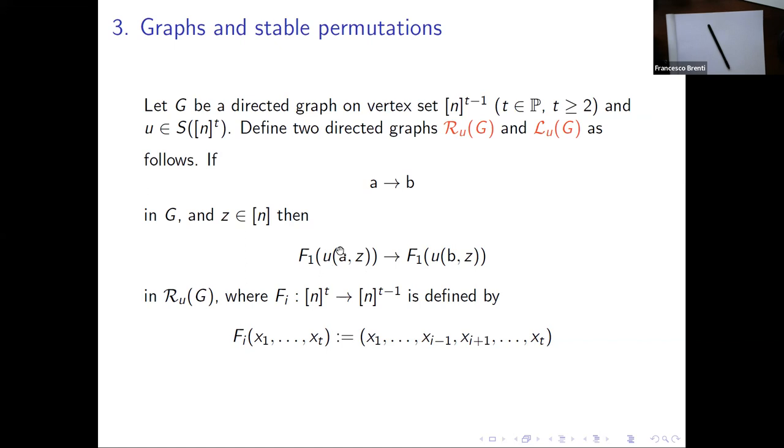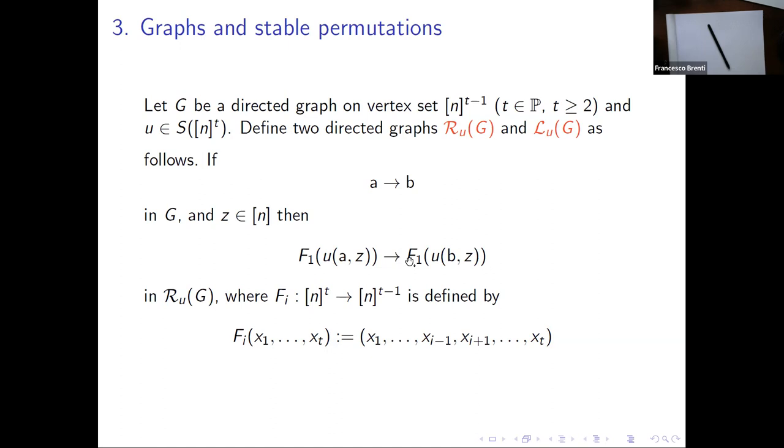So you take AZ and BZ, apply U to both of them, and then apply this operator F1, where Fi means forget the ith coordinate. So you just delete the ith coordinate. Here, take Z, put it on the right, apply U, and forget the first coordinate. You are going to get two points of the hypercube of dimension t minus one, and that's going to be an edge in your new graph. So for every directed edge in the old graph, and for every Z, you get a new edge in the next graph.